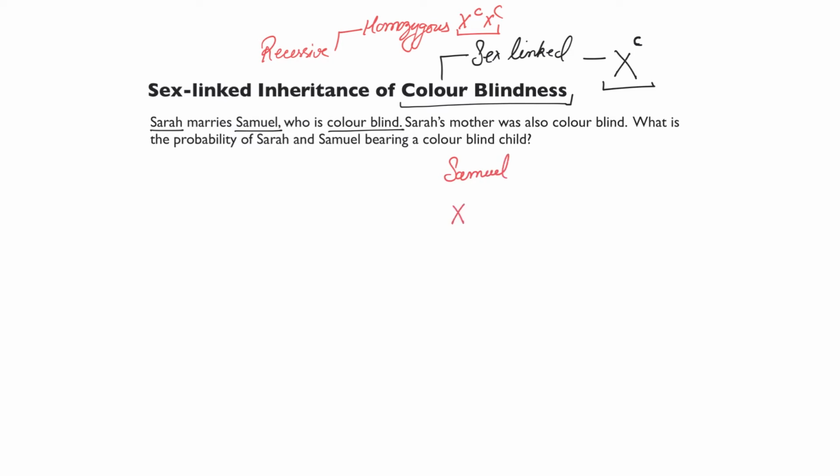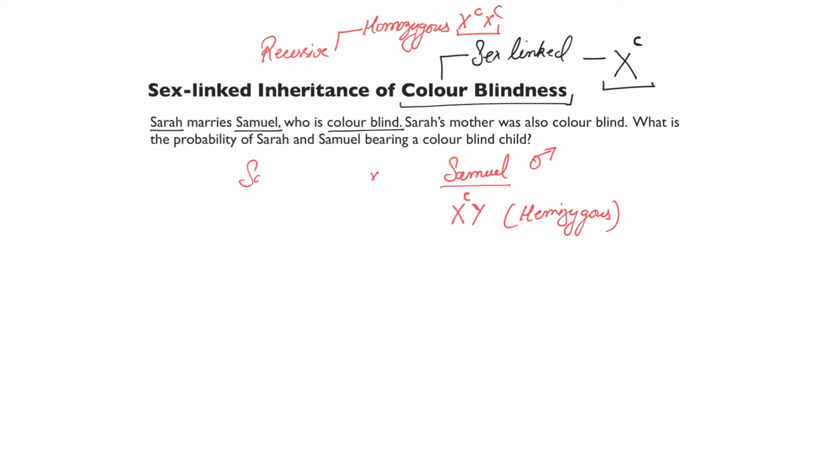Now for males, you only have one X chromosome, right? So males, even though they have only one copy of the allele, will still be colorblind. This condition is called hemizygous because it's not exactly homozygous, but because you only have one X chromosome, you only have one copy of that gene. If that allele is faulty, you'll simply have it, right? So Samuel, or all males in this case, even if they carry one allele, will be colorblind.